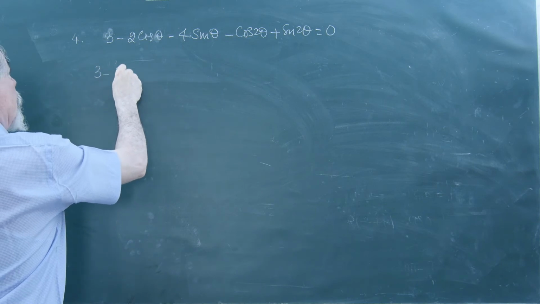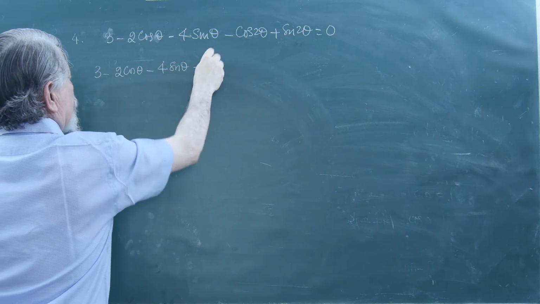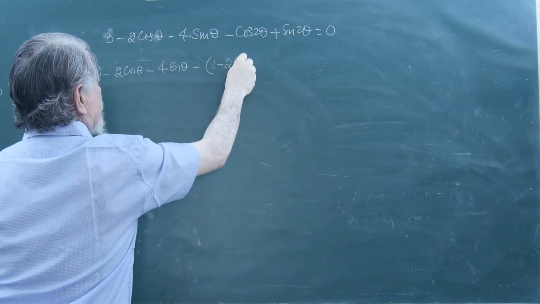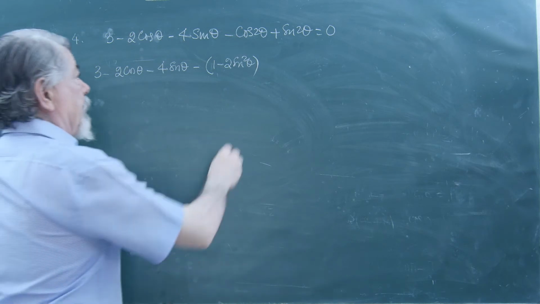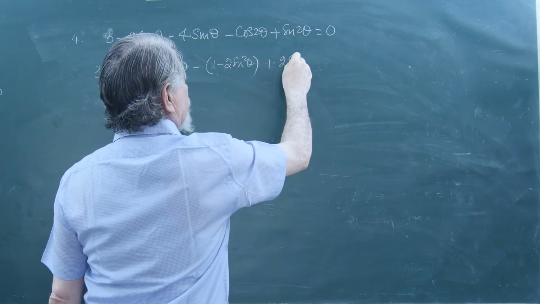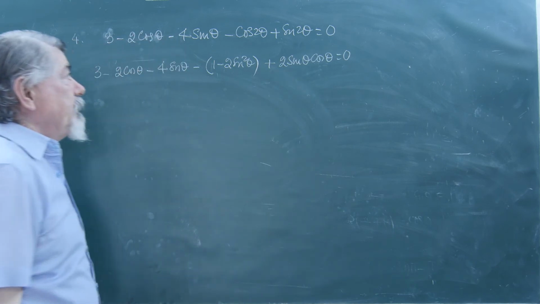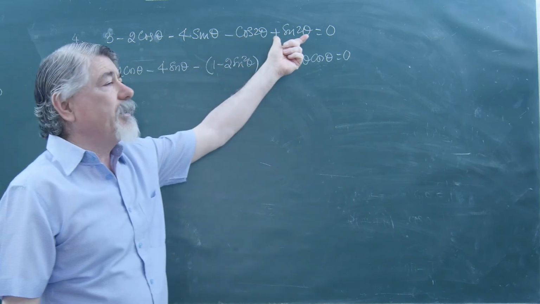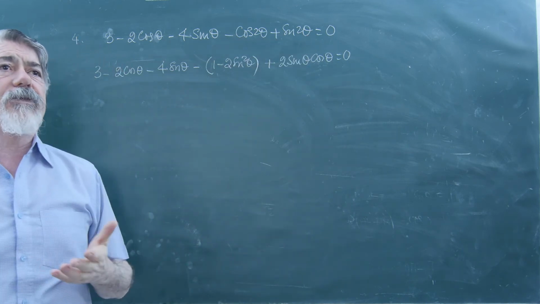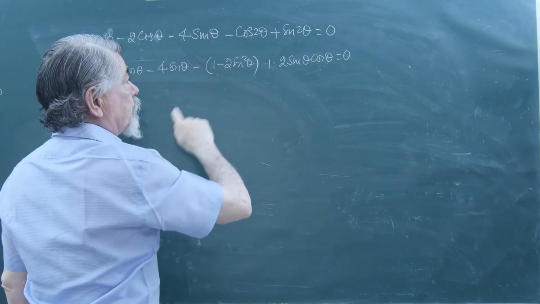3 minus 2 cos theta minus 4 sine theta. Cos 2 theta is 1 minus 2 sine square theta. I can write 2 cos square theta minus 1 also, but I am using 1 minus 2 sine square theta. And sine 2 theta is 2 sine theta cos theta, is equal to 0. What have I done? I have converted the double angle formulas, cos 2 theta and sine 2 theta, to single angles, like cos 2 theta to 1 minus 2 sine square theta.